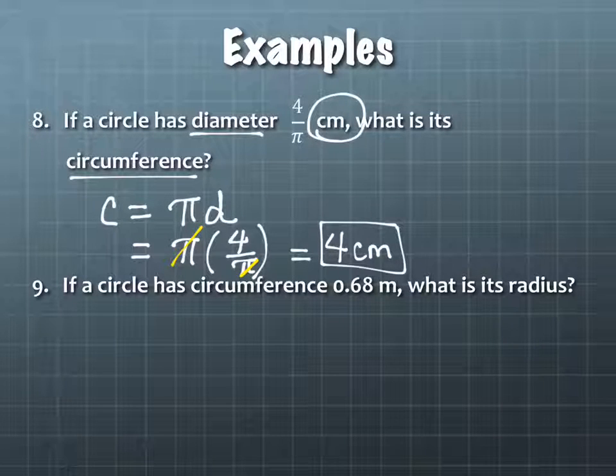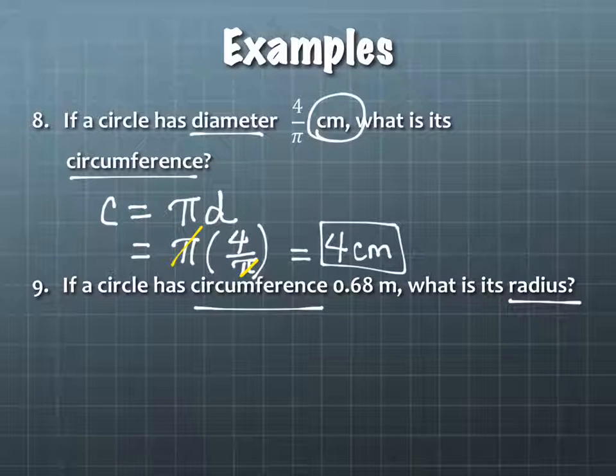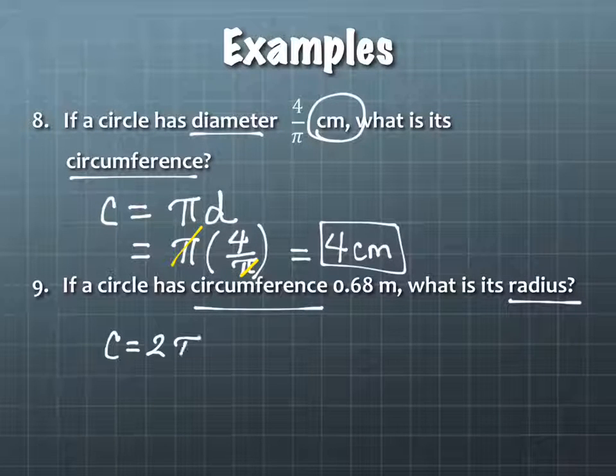Now, number 9 does not do the problem in the same order. It talks about circumference and it talks about radius, but it gives you the circumference, not the radius. So, for starters, what equation do you have that relates circumference and radius? Circumference equals 2 pi r.